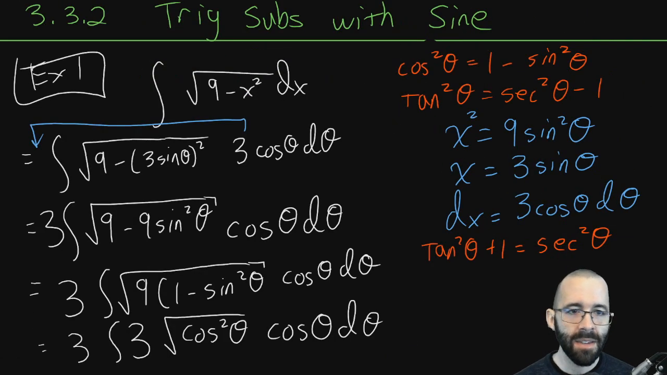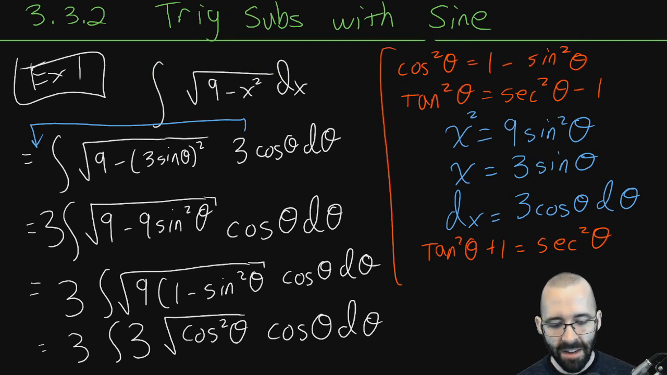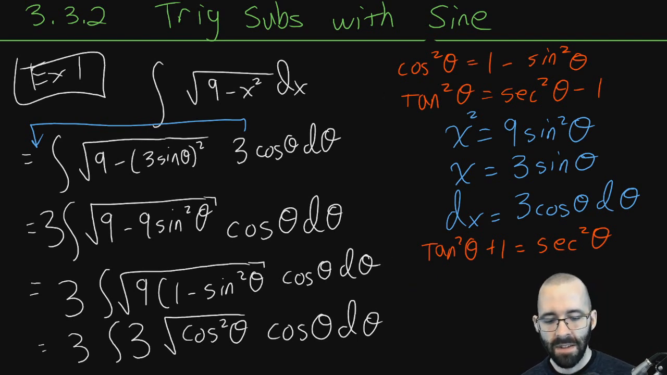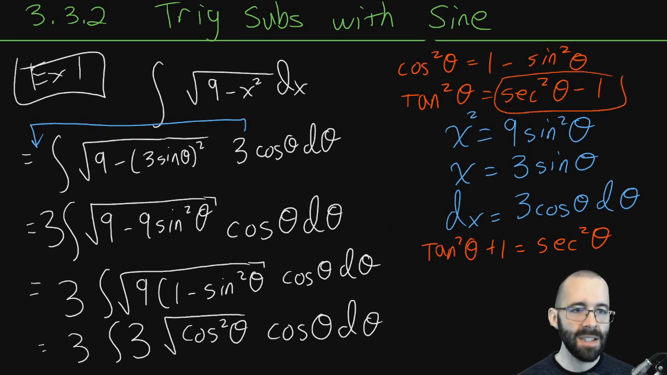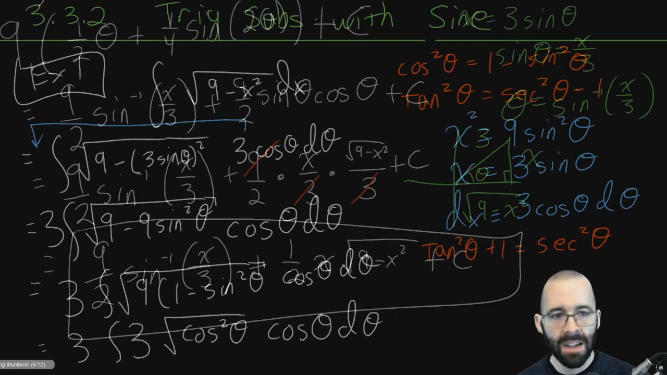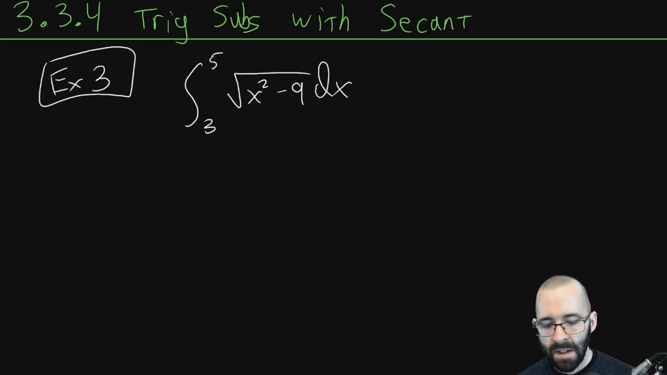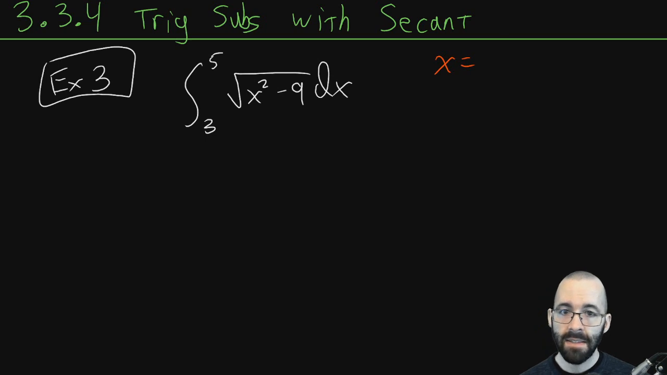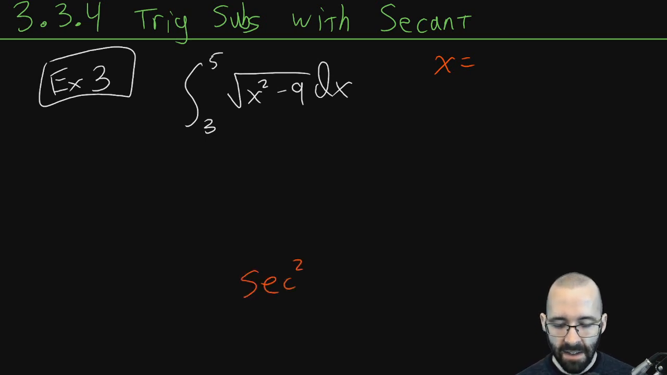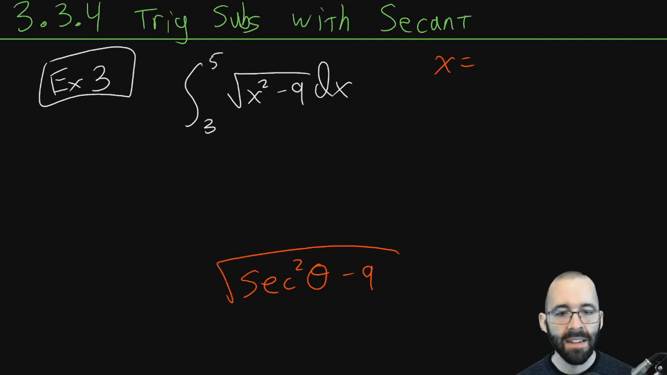Go back to these three, and you should really have these written down somewhere in this section. These tell you what trig sub to use. If you have something squared minus a number, that's going to be secant, so we can turn it into tangent. And something squared minus a number is exactly what we have. So we're going to let x be secant, because if x is just secant, this is what we're going to get, and there's nothing to do here.